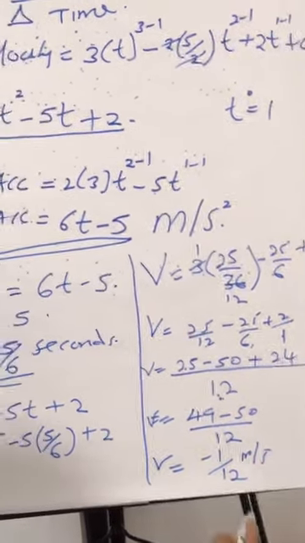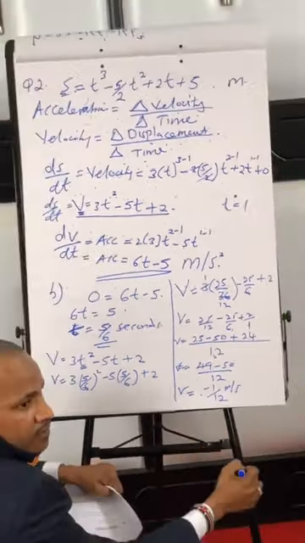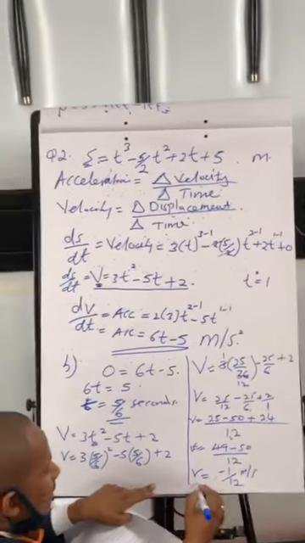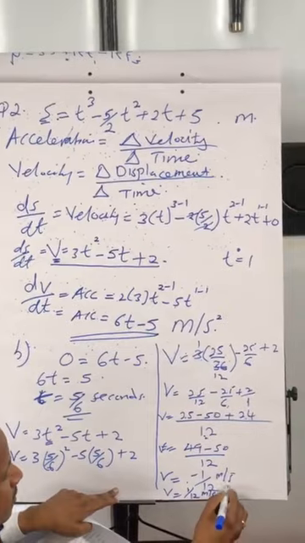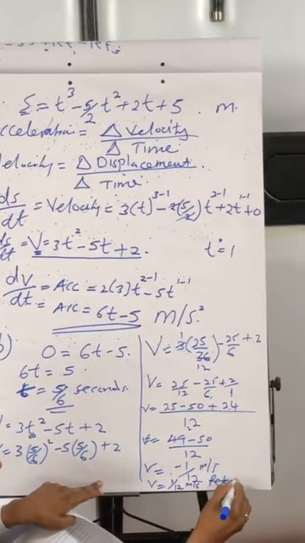And remember, I told you when the velocity is negative, it means that the body is retarding. So you write the velocity as 1 over 12 meters per second, but you write retardation.